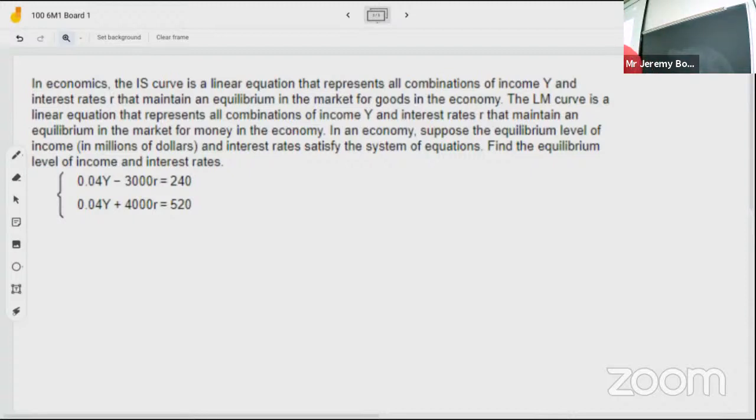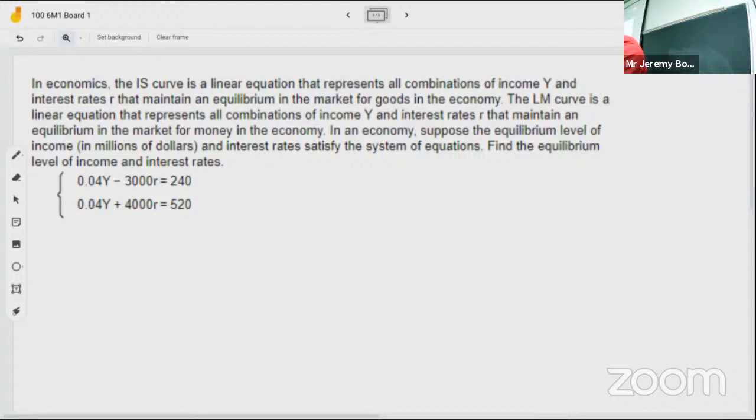So in this first one, it says, in economics, the IS curve is a linear equation that represents all combinations of income Y and interest rates that maintain an equilibrium in the market for goods in the economy. The LM curve is a linear equation that represents all combinations of income Y and the interest rates R that maintain an equilibrium in the market for money in the economy. So one is for goods, one is for money. It's kind of the relationship between the income and the interest rate.